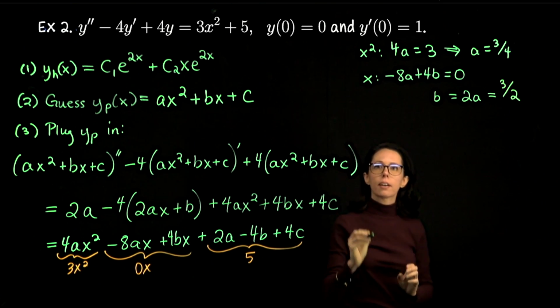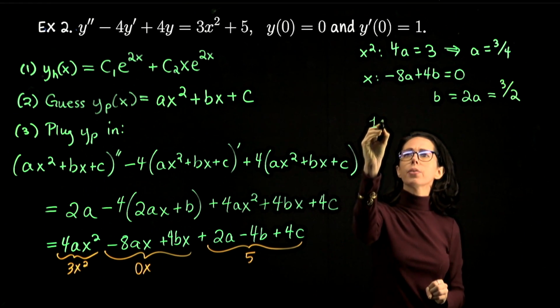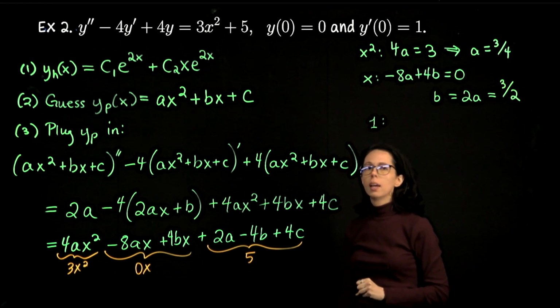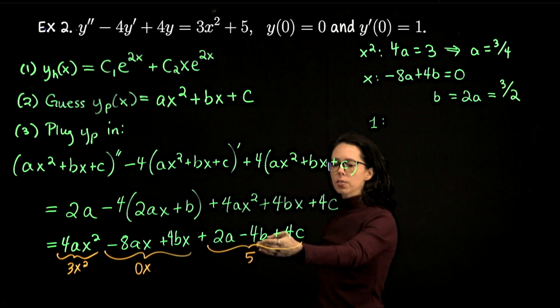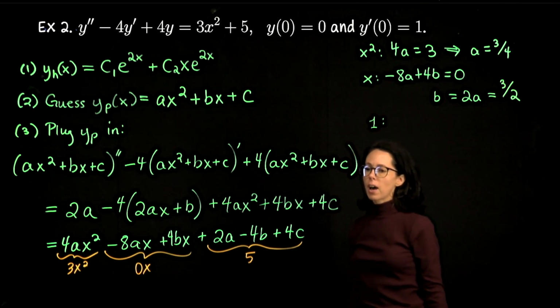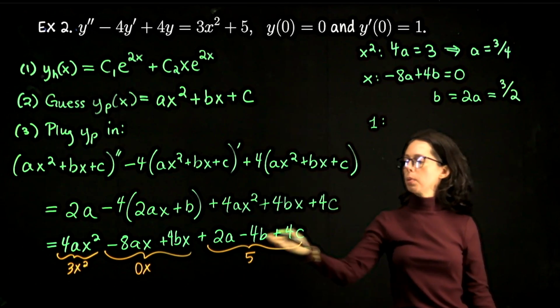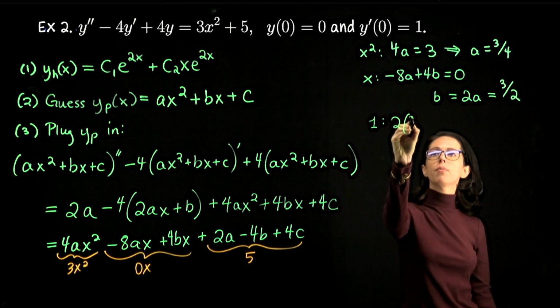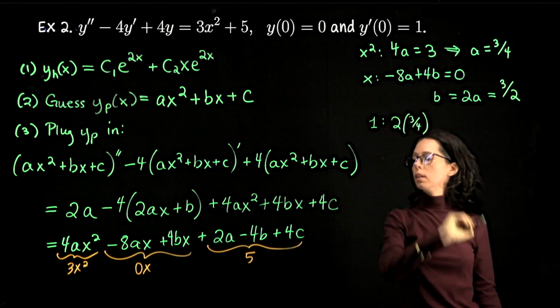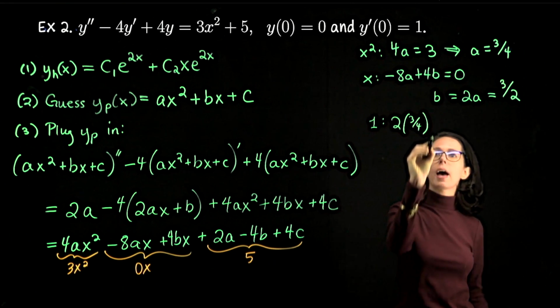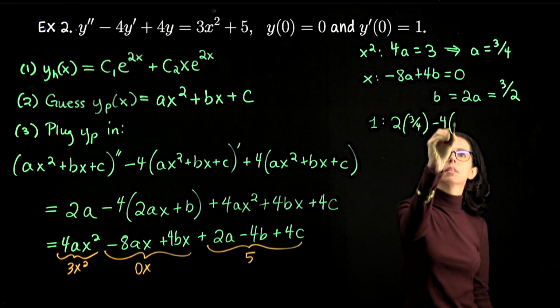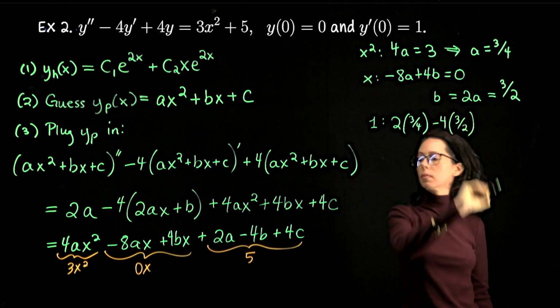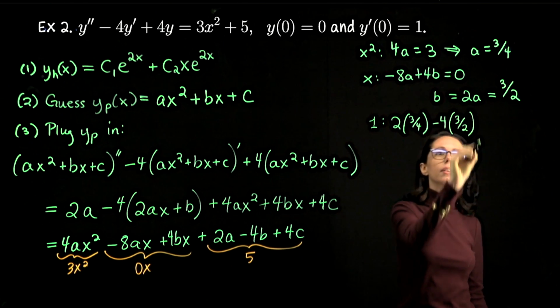All right, then our constant terms, the 0th order terms, is what I meant to say. We have 2a minus 4b plus 4c equals 5. Let me go ahead and plug in the values that we know for a and b as I write this down. So 2 times 3/4 minus 4 times 3/2 plus 4c equals 5.